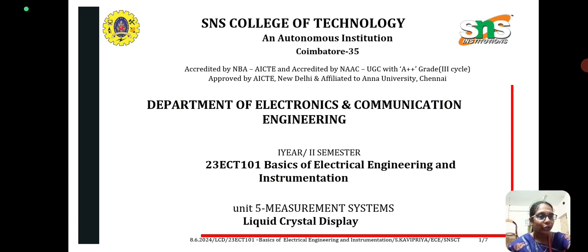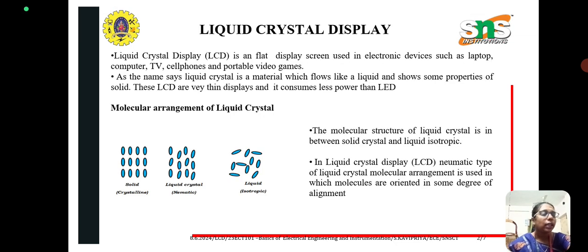I am going to deliver a topic, liquid crystal display. First, we can see what is this liquid crystal display. Liquid crystal display is a flat display screen. It is used in electronic devices such as laptop, computer, TV, cell phone and portable video games.